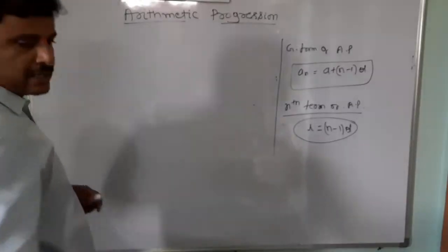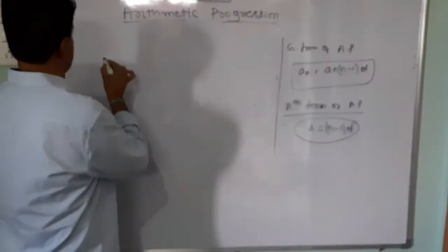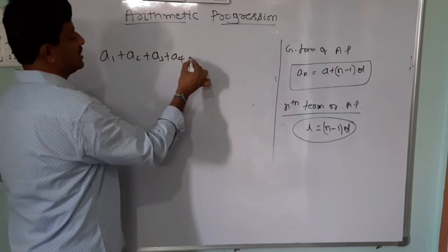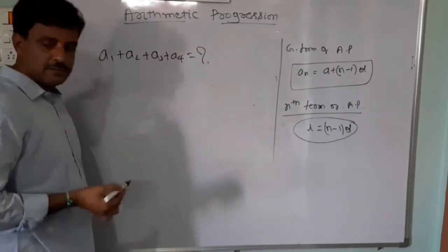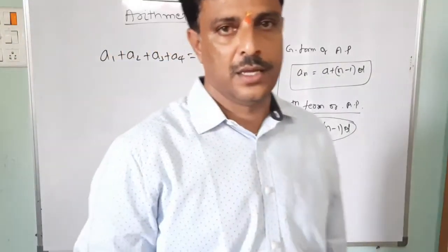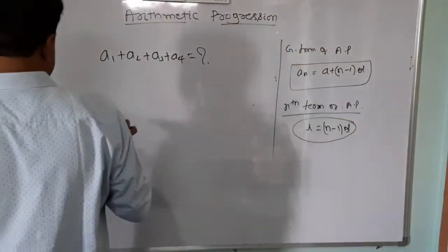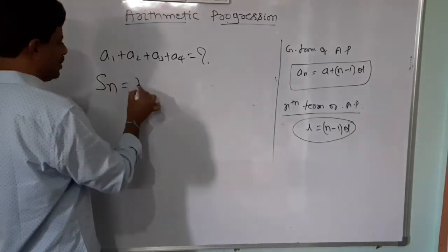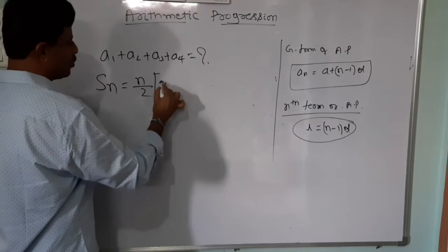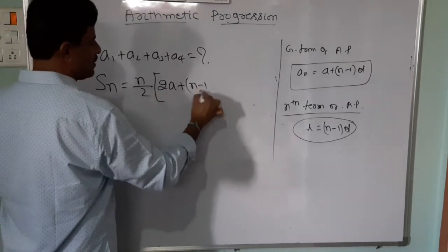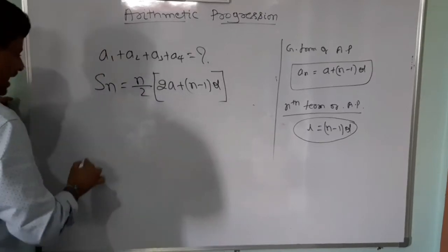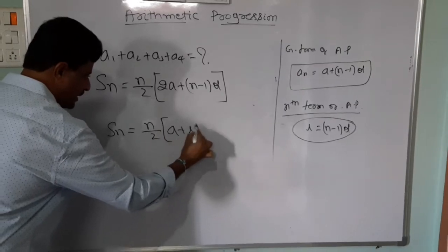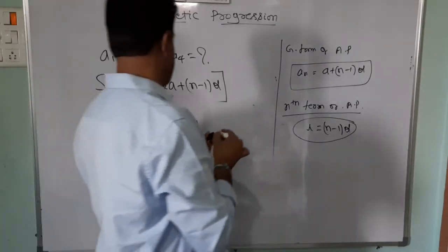Okay, so next, dear students, the sum of n terms means a1 plus a2 plus a3 plus a4 plus and so on. That is one formula. Sn is equal to n by 2 into 2a plus n minus 1 into d, where S means the sum of n terms. This is one formula. Another formula: Sn is equal to n by 2 into a plus l.